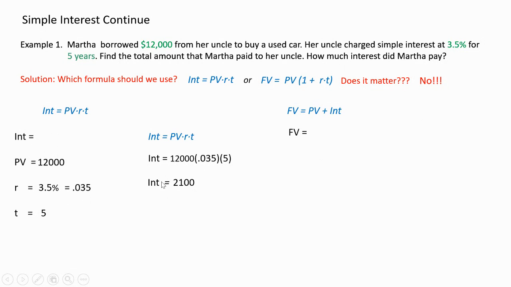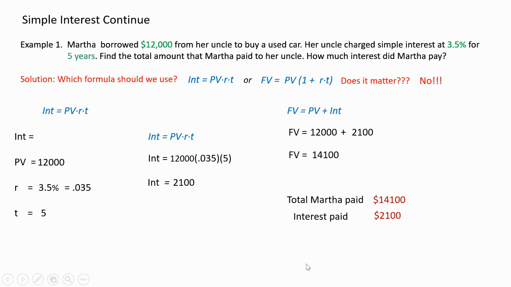Okay. Now, this is the second part of how much interest did Martha pay. So this is the answer for the second part of the question. The first part, you're trying to find the total amount that Martha paid altogether to her uncle, which is the interest plus the amount borrowed. So it's going to be 12,000, what you borrowed, plus the interest. We add them up, and the answer will be 14,100. So that's how much she had to pay in the 5 years. So the total Martha paid was 14,100, and the amount of interest was 2,100.